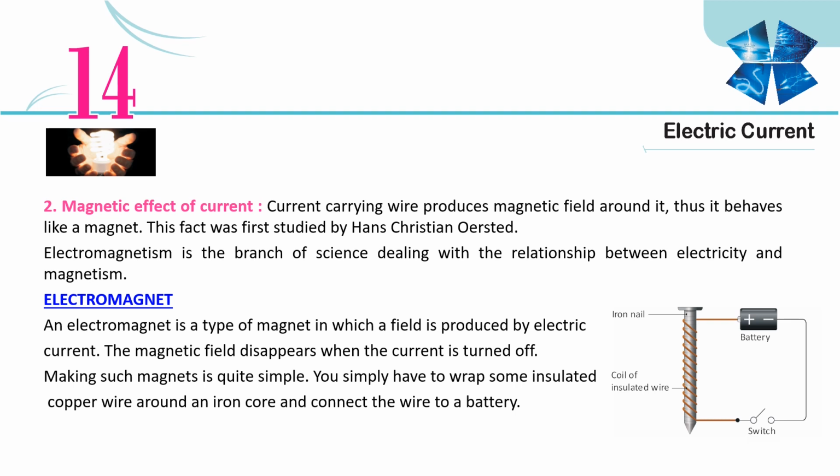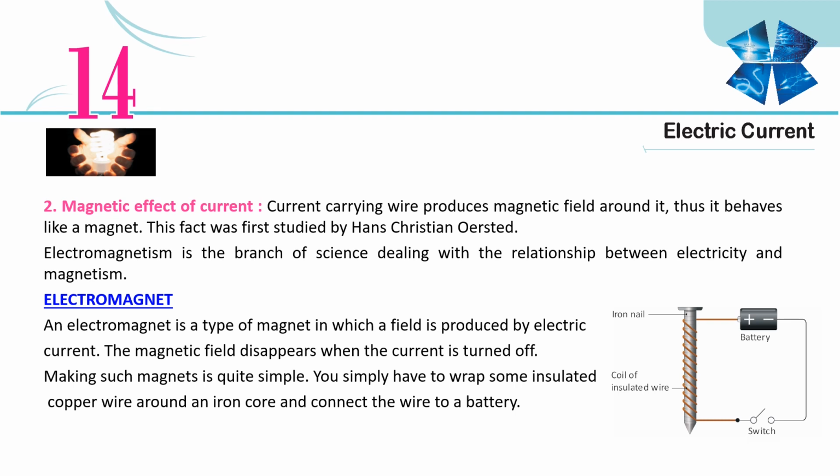2. Magnetic effect of current. Current carrying wire produces magnetic field around it, thus it behaves like a magnet. This fact was first studied by Hans Christian Ørsted. Electromagnetism is a branch of science dealing with the relationship between electricity and magnetism.